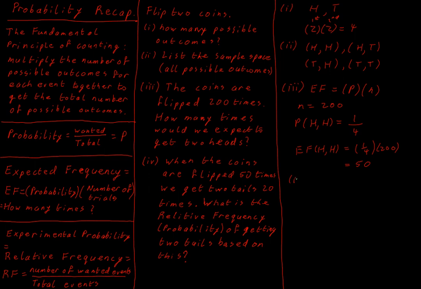Next step, I have IV. When the coins are flipped 50 times, we get 2 tails 20 times. What is the relative frequency or the probability of getting 2 tails based on this? So now we've got an experiment going on. We're told that if we ran an experiment a particular number of times and we got an outcome a particular number of times, that means we're doing experimental probability, which is relative frequency. So that's going to be our number of wanted events divided by our total number of events. So our relative frequency is going to be our wanted over our total.